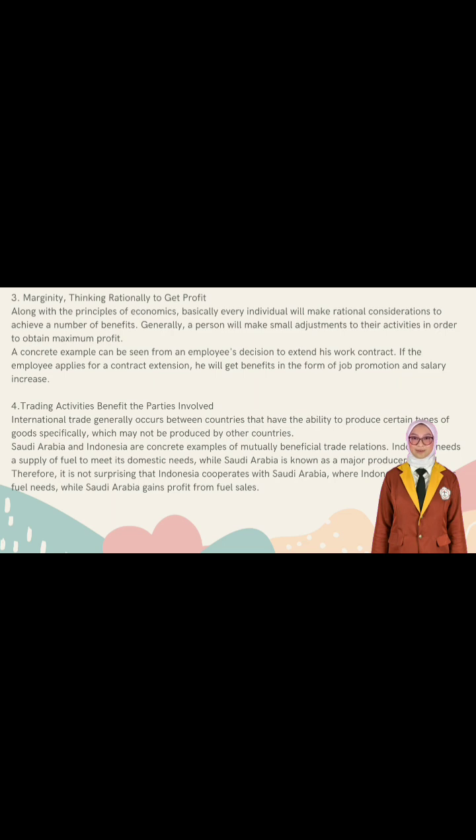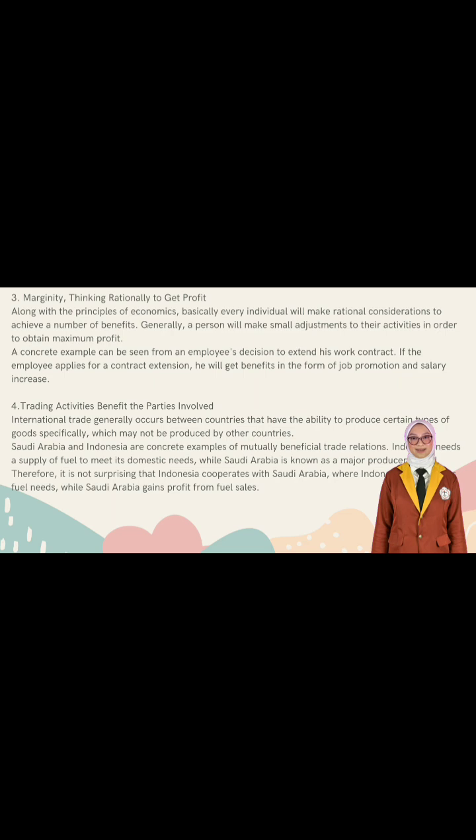A concrete example can be seen from an employee's decision to extend his work contract. If the employee applies for a contract extension, he will get benefits in the form of job promotion and salary increase. 4. Trading activities benefit the parties involved. International trade generally occurs between countries that have the ability to produce certain types of goods specifically, which may not be produced by other countries.